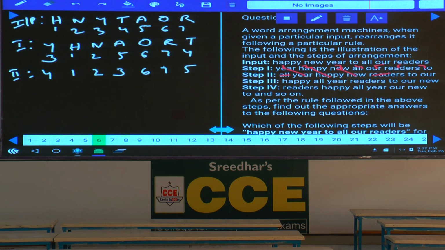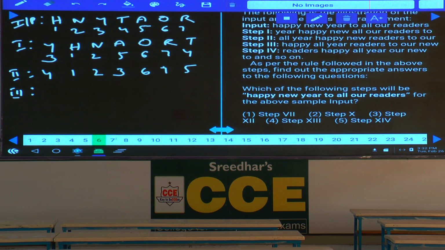Now there are two sequences in this one. The first sequence is 3, 1, 2, 5, 6, 7, 4. And the second one is 4, 1, 2, 3, 6, 7, 5. And again from step 2 to step 3, if you observe here. Now observe in this case. Step 2 to step 3.